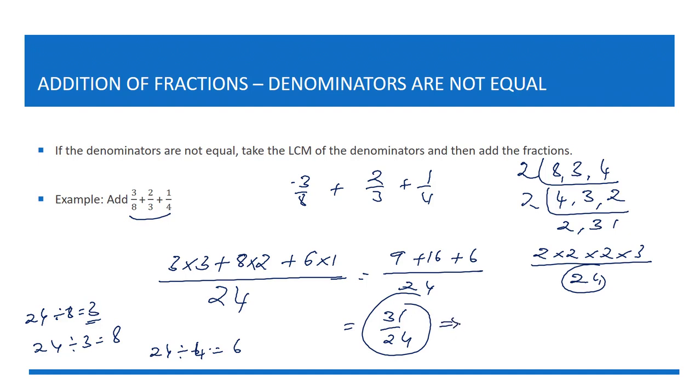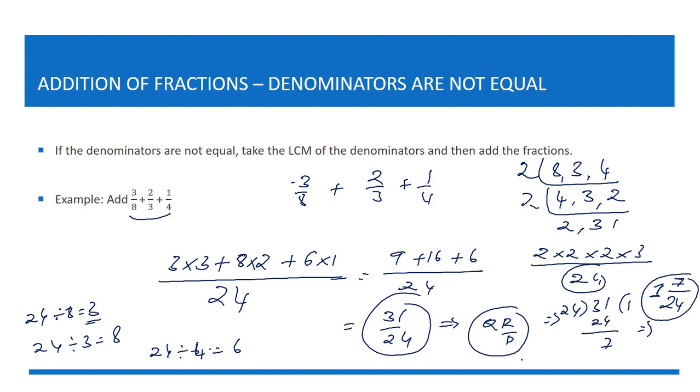They may ask you for the mixed fraction also, at that time what you need to do. You know the Q and R, right? Now 31 divided by 24. 24 ones are 24. 31 minus 24 is 7. Q is how much? Quotient is 1, R is 7, over 24. So 1 and 7 by 24 is the mixed fraction way of representing this 31 by 24.